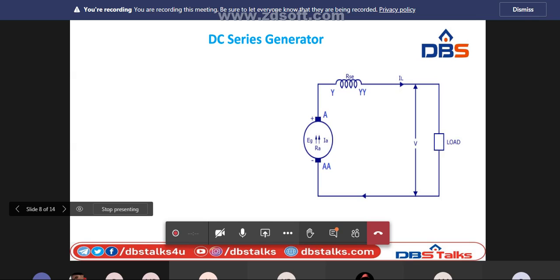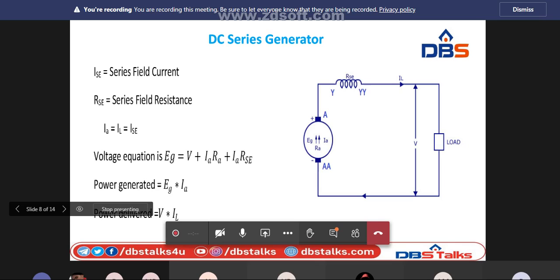So that means we can look at the picture. IA is flowing to the ISC. Here RSC is there, and ISC is also there, right? ISC and IL are all in series: IA, ISC, IL. Series means currents are the same. From the diagram, IA is equal to ISC is equal to IL. ISC is the series field current, and RSC is the series field resistance.